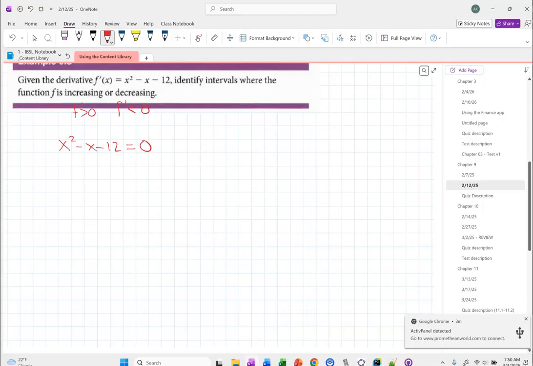So to factor this, I need the two things that multiply to give me negative 12 and add to give me negative 1. Those are negative 4 and positive 3. So I have two solutions, at positive 4 and negative 3. Okay?